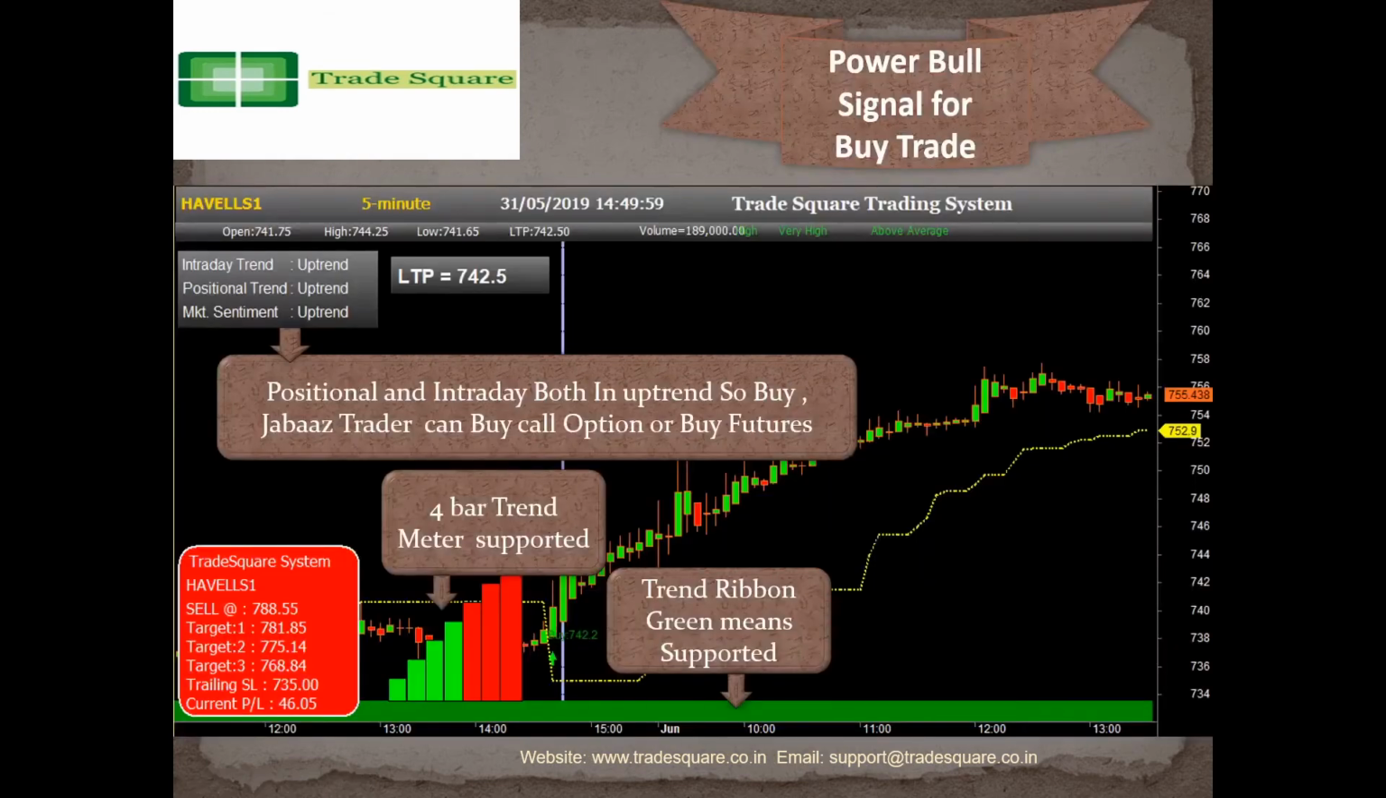Now, power bull signal. What is the definition? The first 4 bars need to be supported. The ribbon should be green. Uptrend, uptrend and uptrend. All 3 sentiments must be supported. Volume should be very high, above average. It is a very good trade.